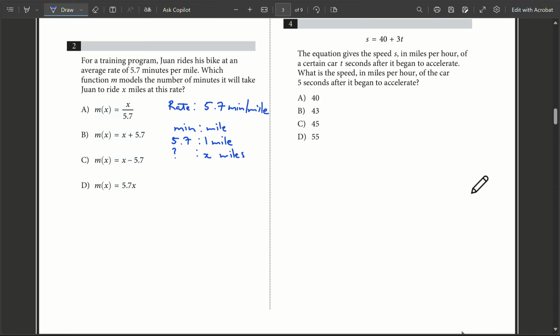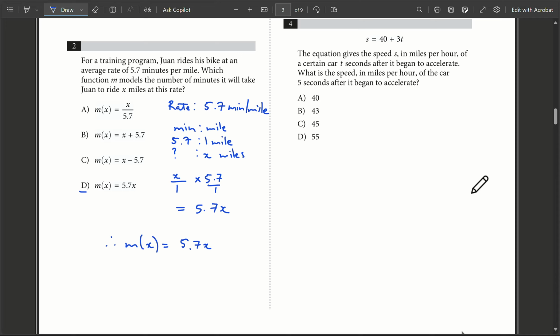All right, so we're going to then say X over 1, because we expect this to be more. So I say X over 1 times 5.7 over 1, and we get 5.7x. So now the model that we're looking for, the function, is going to be 5.7x, and the answer is D.